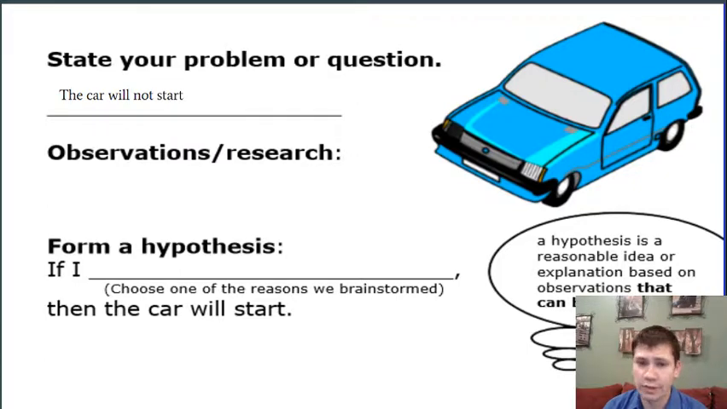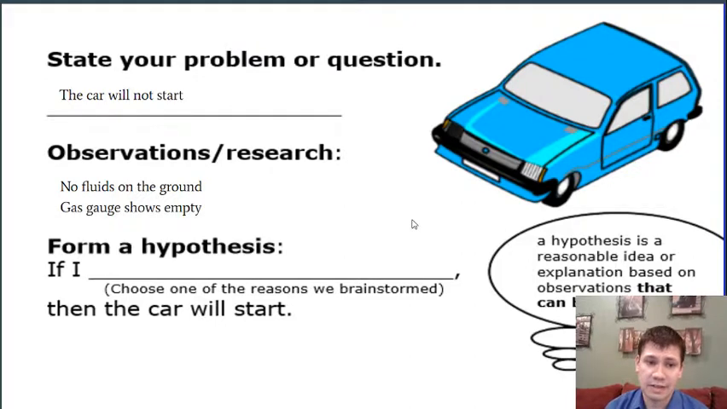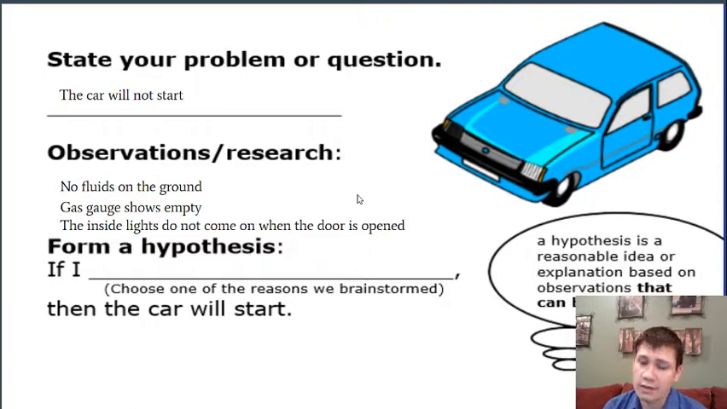So we look around the vehicle. We don't see any puddles underneath there, so no fluids are on the ground. We look inside of the vehicle to see if we can notice anything. And our gas gauge shows empty. We also notice that when we get inside the vehicle, the lights inside do not come on when the door is open. So those are all observations, things that every single person that comes to the scene would agree with. They all see this. And the next step is we're going to form a hypothesis.